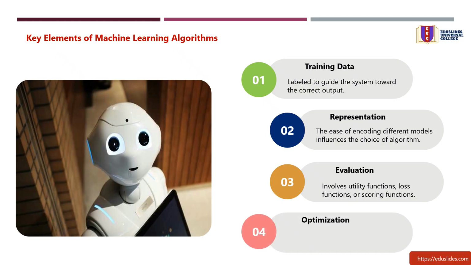4. Optimization. Optimization is the method of improving model performance by searching through possible representations or adjusting training data labels. It involves tweaking model parameters to minimize the value of the loss function, thereby enhancing the model's accuracy over time. Effective optimization speeds up the learning process and helps refine the model's predictions. These key elements form the foundation of any machine learning algorithm, guiding the system toward more accurate and efficient learning.